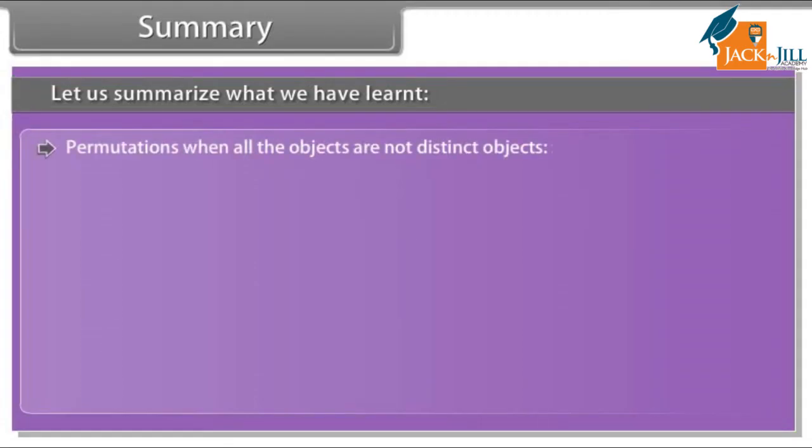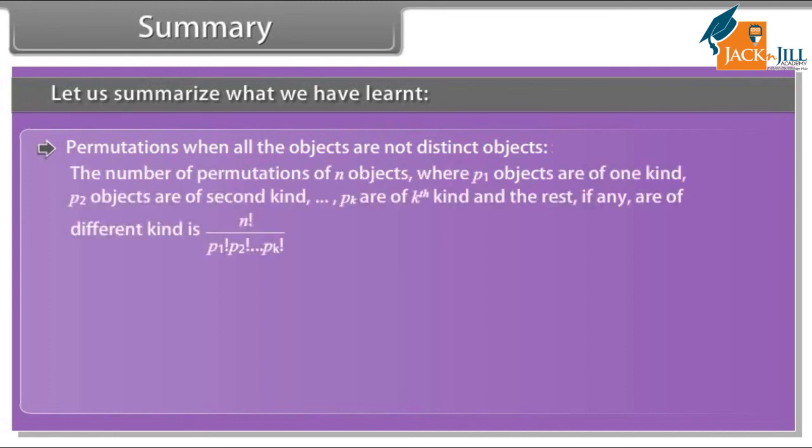Permutations when all the objects are not distinct. The number of permutations of n objects where p1 objects are of one kind, p2 objects are of second kind, pk are of the kth kind, and the rest, if any, are of different kind, is n factorial divided by p1 factorial into p2 factorial up to pk factorial.